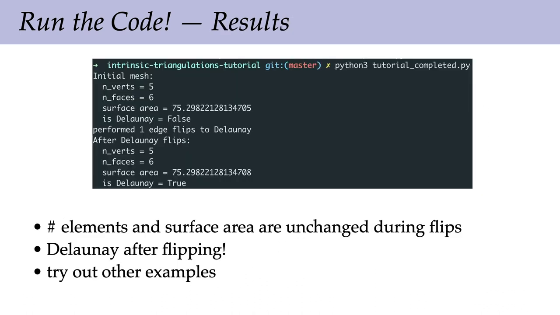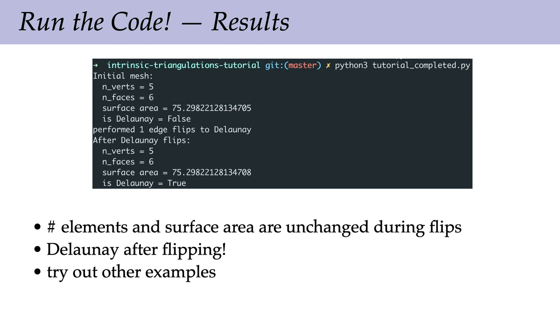So here's on my machine, I ran this script, and it has a few extra lines in it that print some data about the mesh. And you can see what happened is that initially, running on our simple test mesh, it had 5 vertices and 6 faces. We computed the surface area, and it's not Delaunay. Running the intrinsic Delaunay flipping algorithm, my version prints out the number of flips that happen. Your version might not do that unless you told it to do so. But it took one edge flip to make this really simple mesh Delaunay.